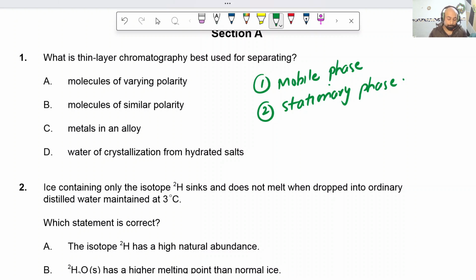The best part of doing multiple choice questions is to look for the wrong options and start eliminating them. As you can see, molecules of varying polarity is our first option, molecules of similar polarity, metals in alloy, and water of crystallization from hydrated salts. Only molecules with varying polarity can be separated due to their different polarity towards the mobile and stationary phase. So 1 is the most appropriate option for this question.